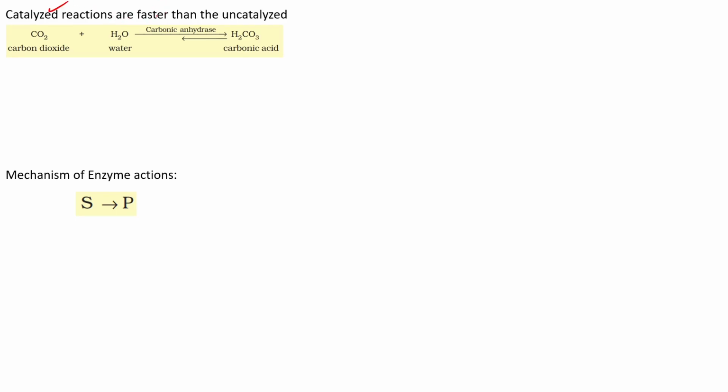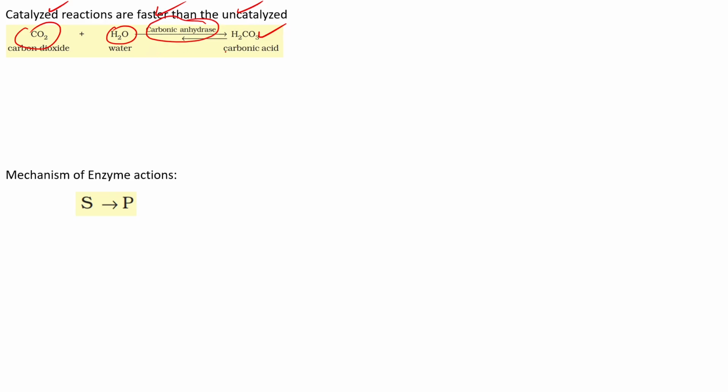Now here we have certain catalyzed reactions, and generally catalyzed reactions are faster than uncatalyzed reactions. Here we have an example, carbon dioxide when it combines with water. You can see that it is converted into carbonic acid, and the enzyme involved in this particular reaction is called carbonic anhydrase. You will study this reaction in the respiration chapter.